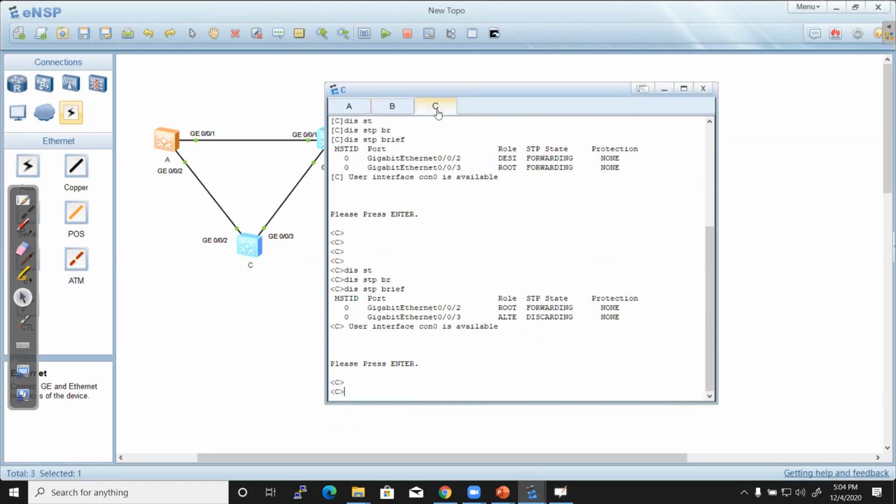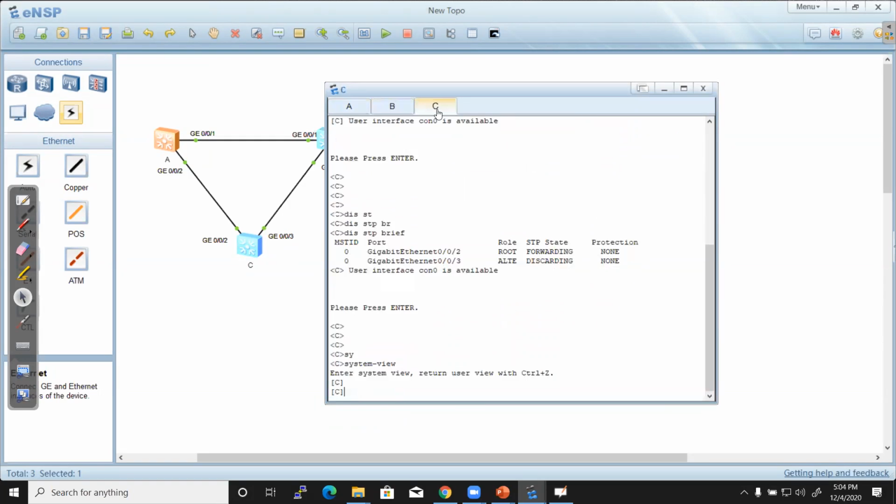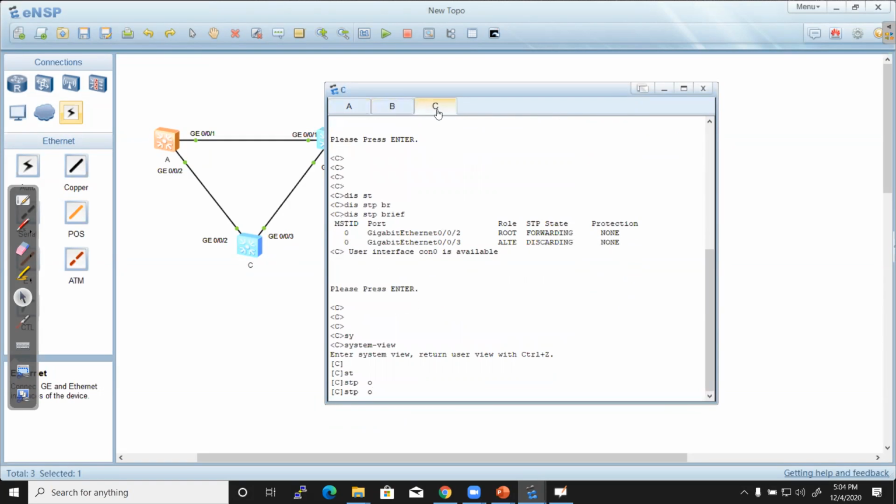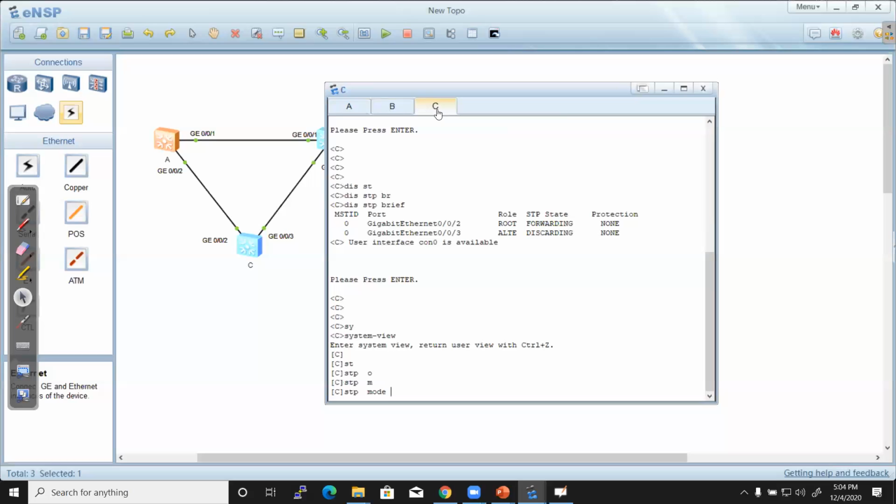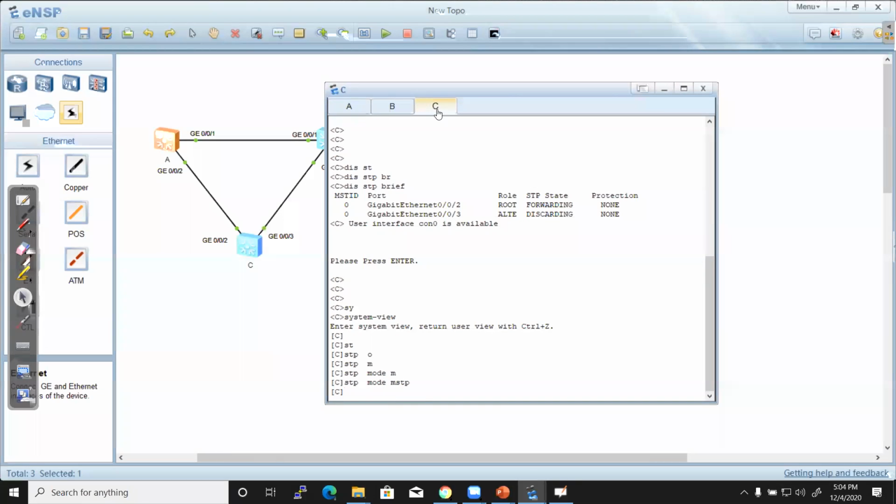And at switch C, I will change the mode, stp mode mstp. So that was the first step. You need to change the mode. You need to change the flavor of STP into MSTP. That was the first general configuration that you need to perform on all the switches.